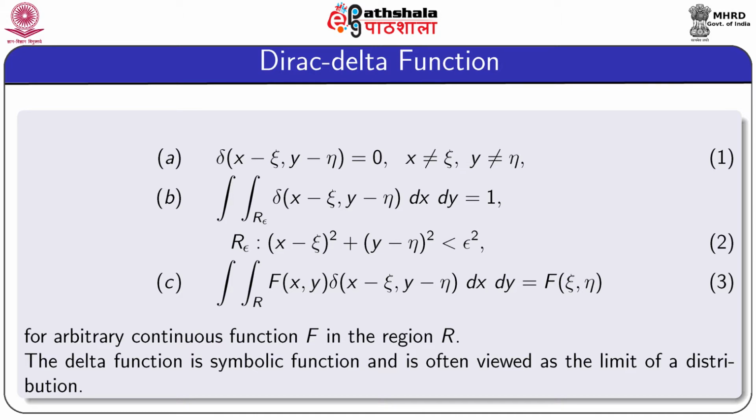And the third property, which is very important, we shall use to find the solution of a PDE. Property number 3 says that the integration over R of F(x, y) delta(x minus xi, y minus eta) dx dy is equal to f(xi, eta) for an arbitrary continuous function f in the region R. The delta function is a symbolic function and is often viewed as the limit of a distribution.